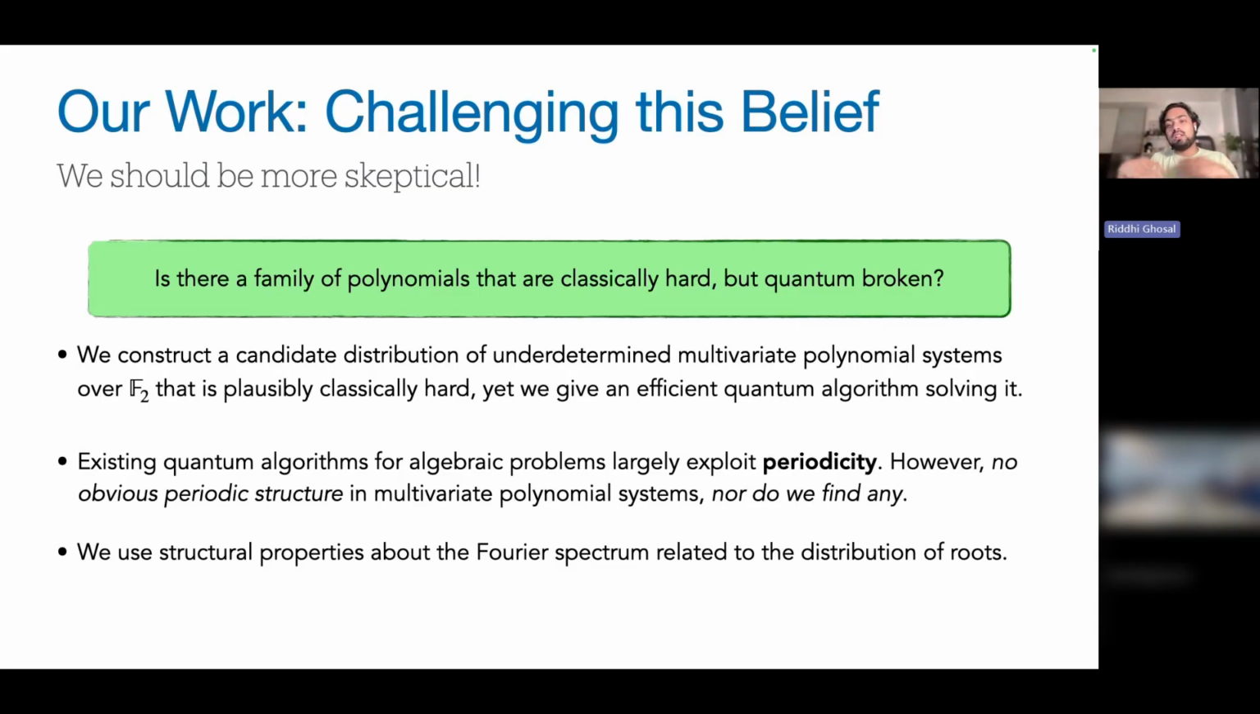The classical hardness result, those barriers, of course, still hold. Wherever it's expected to be classically easy, it's classically easy, right?